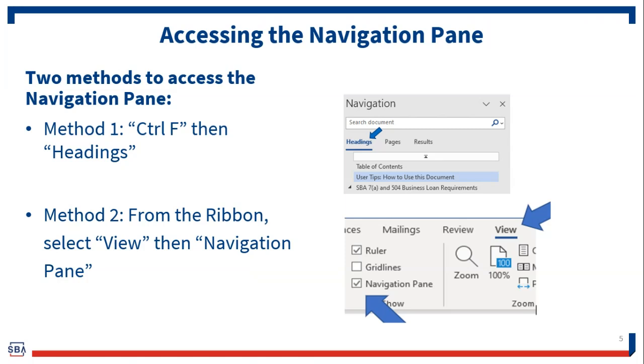So how do you access the navigation pane? There are other methods of opening the navigation pane, but we're only listing two here. One for people who like to use shortcut keys and the other for people who prefer to use the ribbon at the top of the page. Method 1, click the Control key and the letter F at the same time. When the navigation pane comes up on the left of the page, then click Headings. Method 2, from the ribbon at the top of the screen, select View. Then, in the Show section of the ribbon, checkmark Navigation Pane.